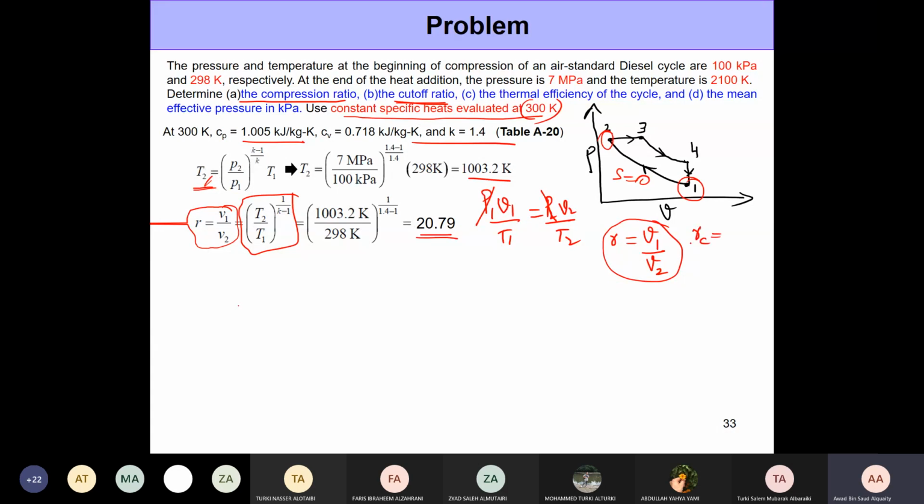Now, cutoff ratio is simply the ratio of the volumes at the end of the constant pressure heat addition process, that is V3, divided by the volume at the beginning of the constant pressure heat addition process. Now, in an Otto cycle, the heat addition occurs at constant volume, right? So this ratio is basically 1. But for a diesel cycle, the heat addition occurs at constant pressure, and therefore there's an increase in the volume, right?